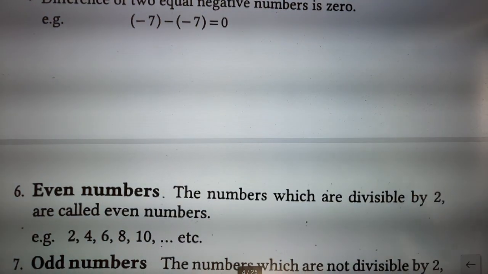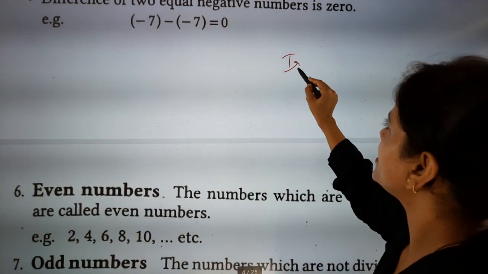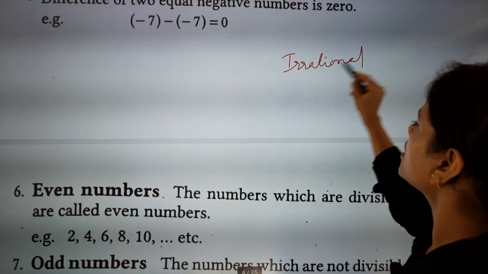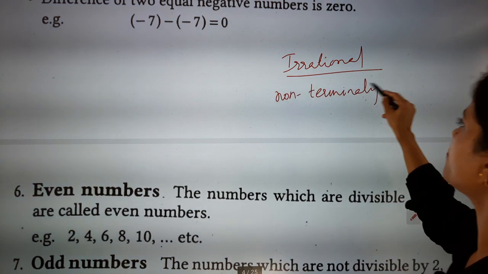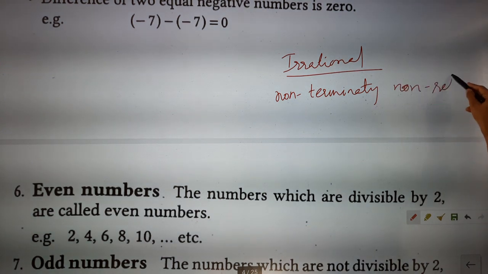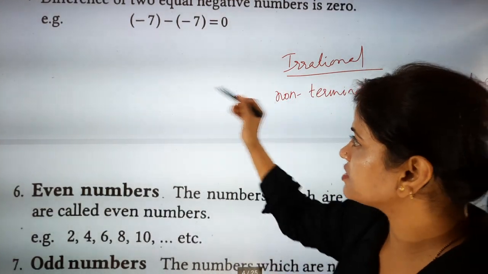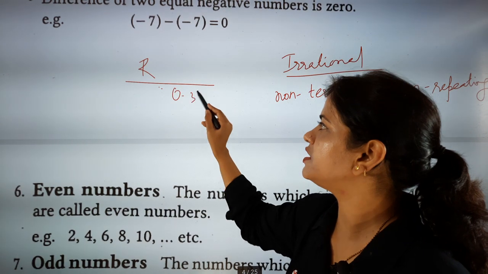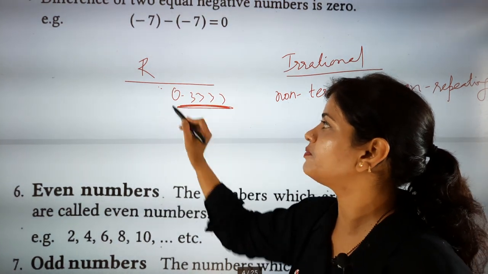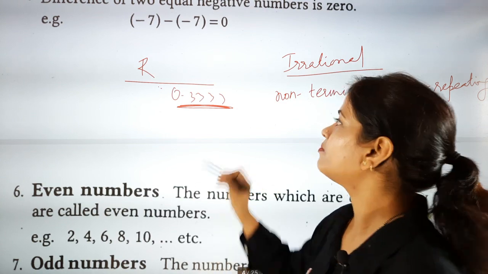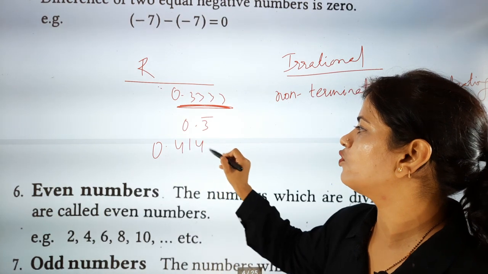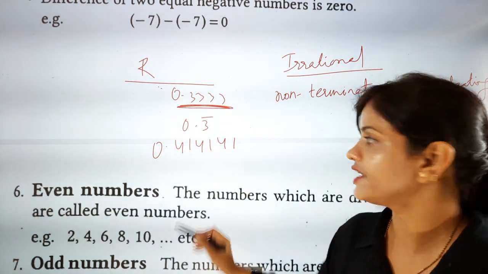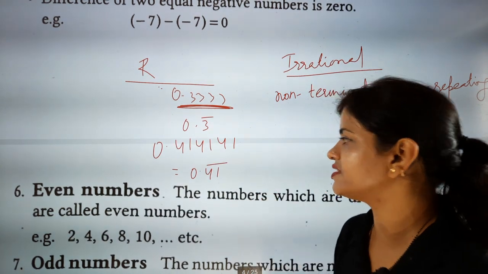Irrational numbers are those numbers which are non-terminating, non-repeating. So they will neither terminate nor repeat. Like in the rational number you have seen 0.3333, it is non-terminating, it cannot be terminated, but it is repeating, so you can put a bar on it. Like 0.414141, it is not terminating, but you can put a bar and write it exactly like this.